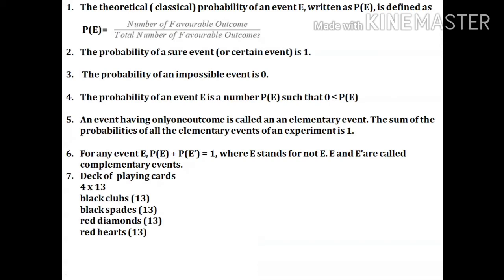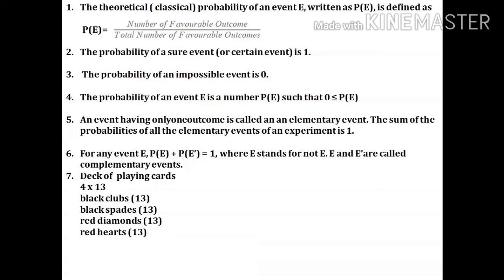The first point is the theoretical probability of an event E, written as P of E, is defined as P of E is equal to the number of favorable outcomes by the total number of outcomes. Okay children? So this is the very important formula which you learn in the chapter probability. P of E, that is the probability of an event that can occur, is the number of favorable outcomes by the total number of outcomes.